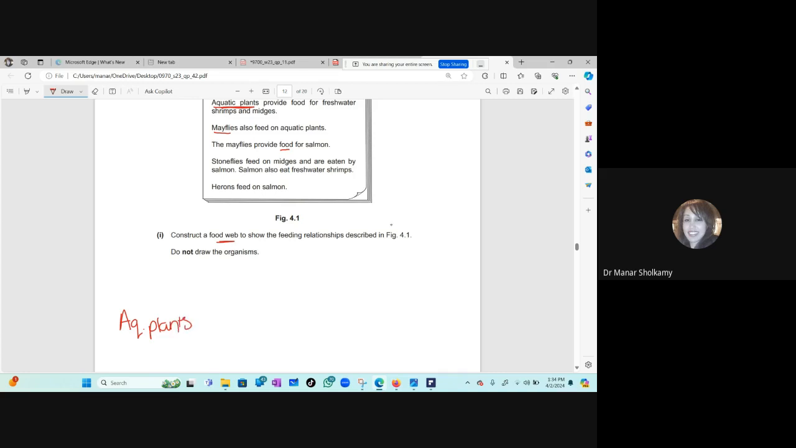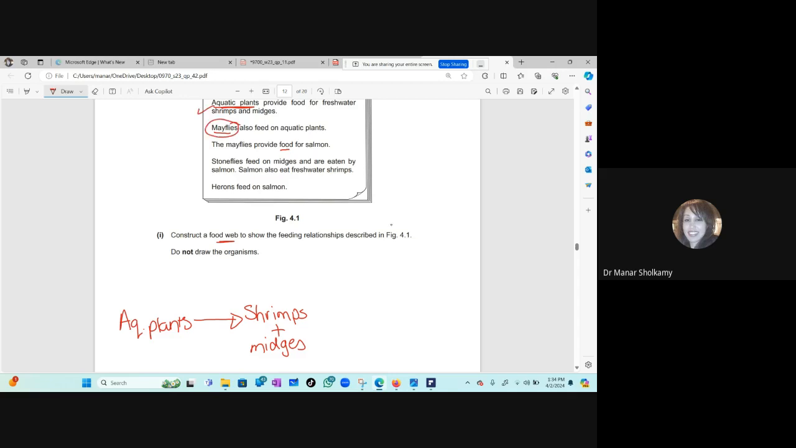It provides food for freshwater shrimps. So I'll make an arrow. It is eaten by the shrimps and midges. Okay, so I drew the first sentence.